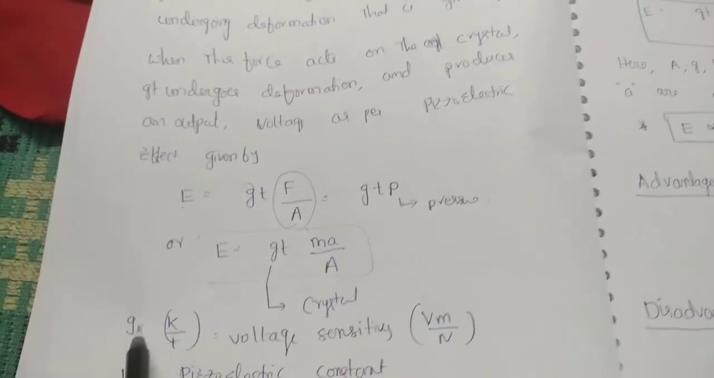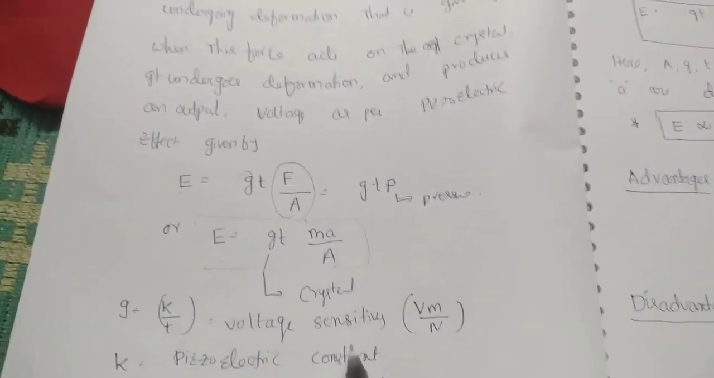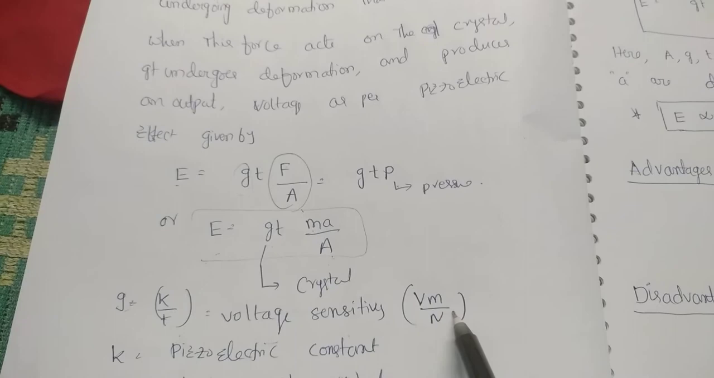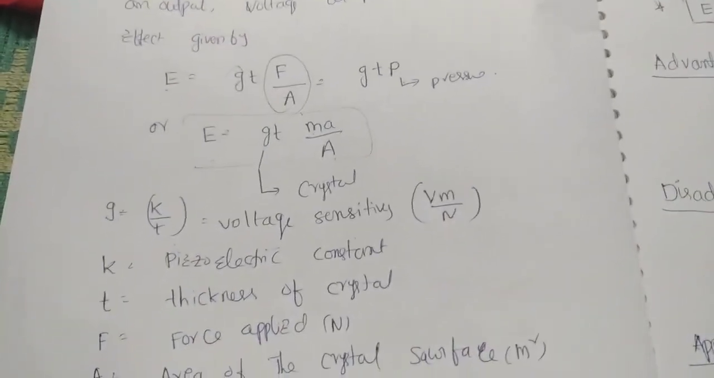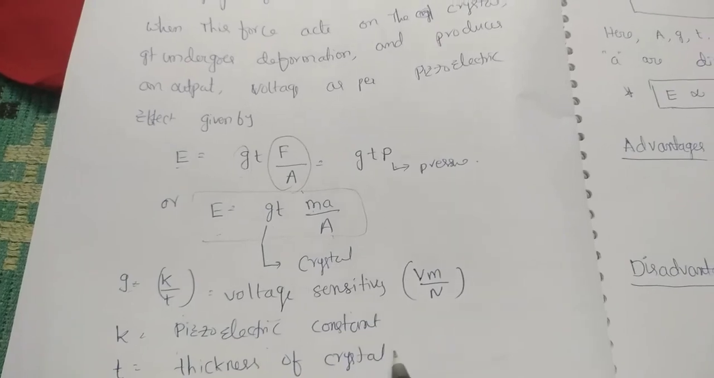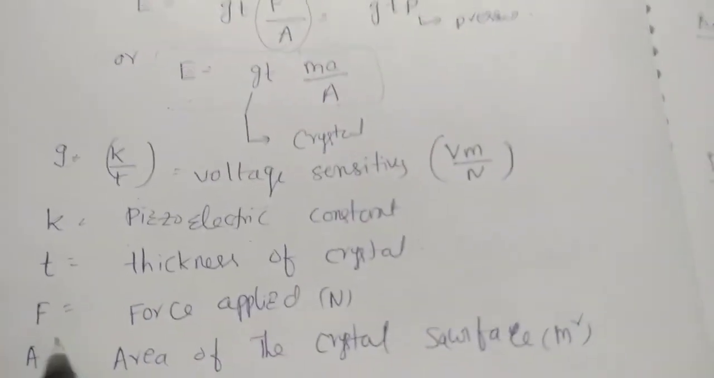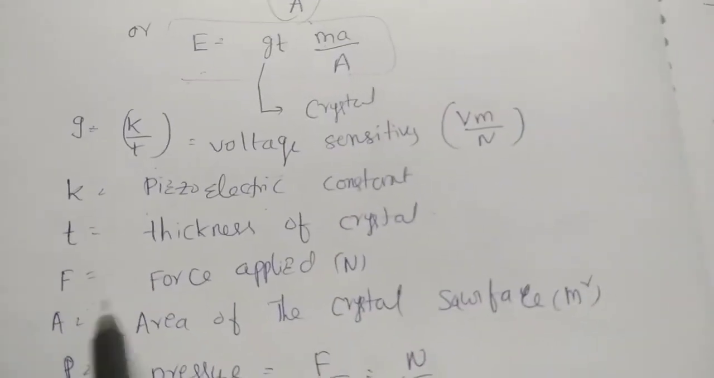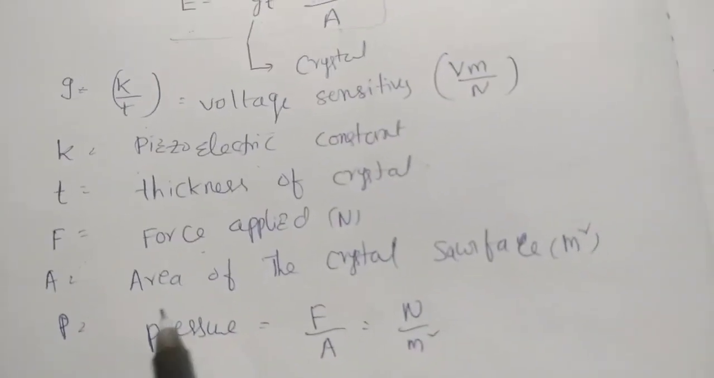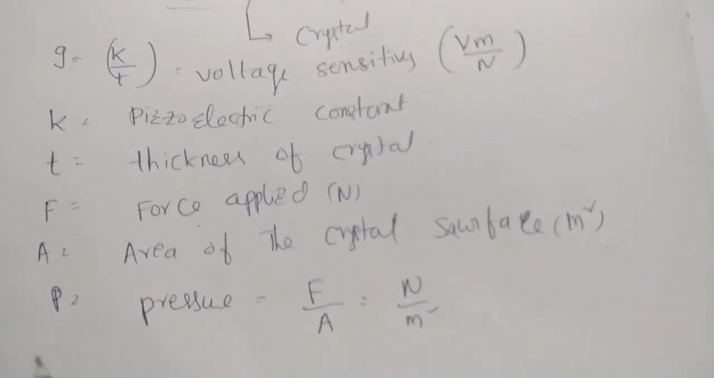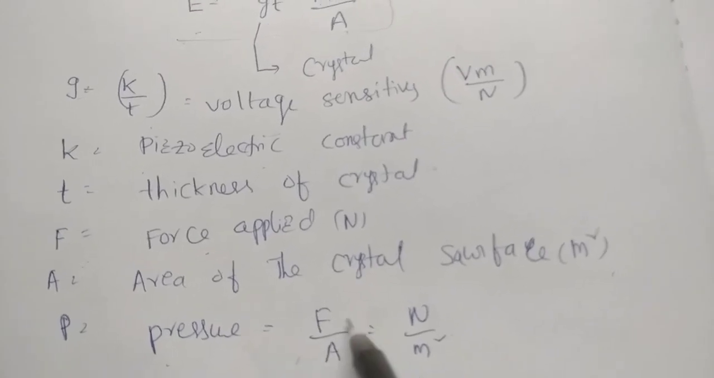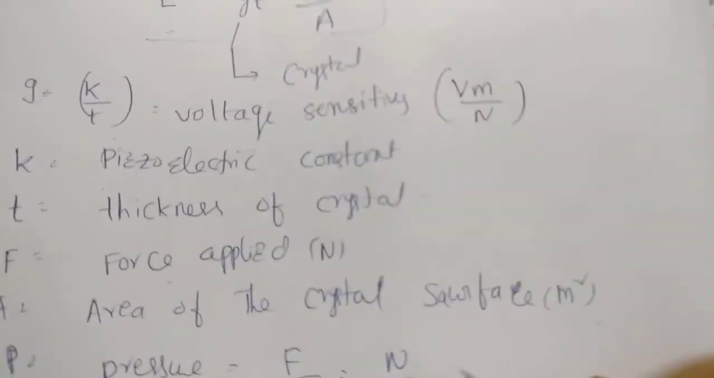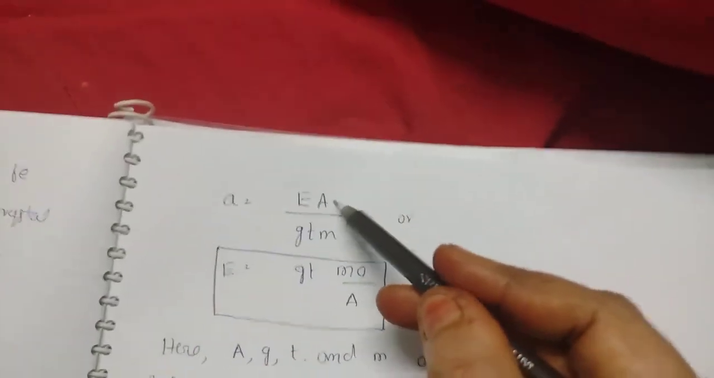Okay, so this is the equation. Here g equals K by t, that is the voltage constant, always in volt meter per newton, where K is the piezoelectric constant, that is the crystal constant, and t is the thickness of the crystal. F is the force applied in newtons, A is the area of the crystal surface in meter square, and P is the pressure applied across the crystal, that is force per area, in newtons per meter square.